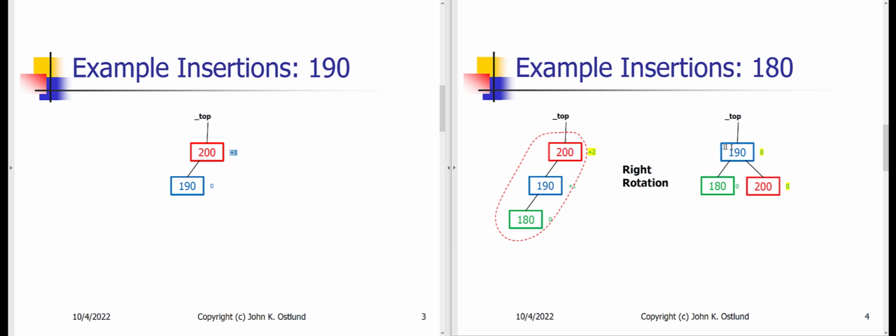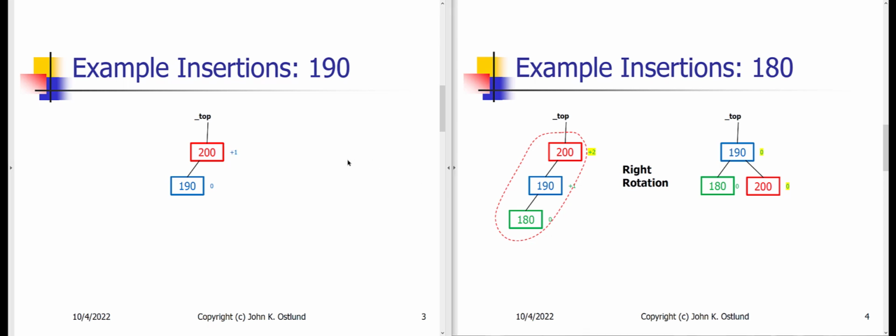Because the 200 is now below the 190 instead of above the 190, its balance factor gets reset to 0. And similarly, the balance factor for 190 gets set to 0. The balance factor for 180 remains the 0 that it initially was. So we now have a nicely balanced tree. It is, of course, an AVL tree. All of the balance factors are either -1, 0, or 1.